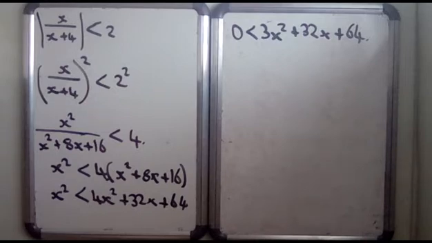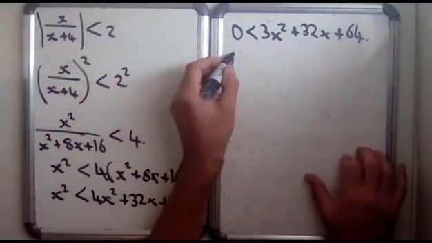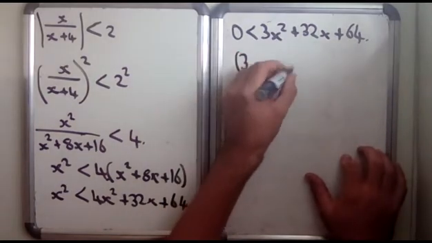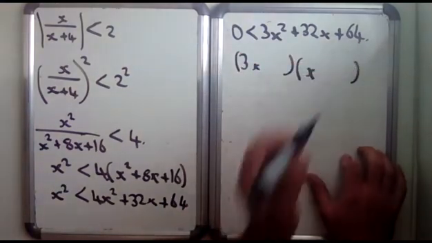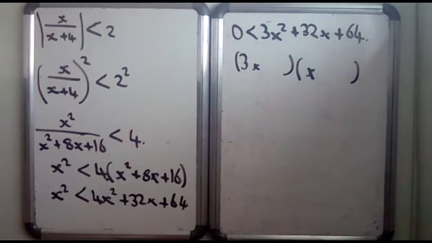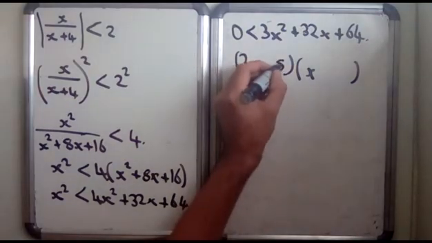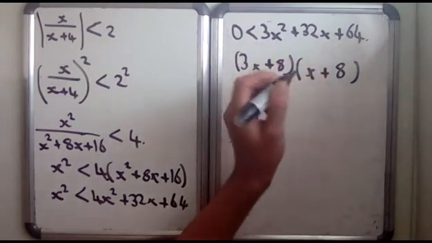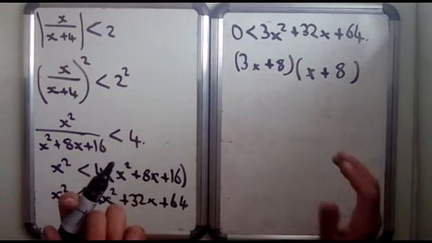Right, so then you want to try to factorize this. The 3 is a prime number, so 3x and x. Factors of 64: well, 8 eights are 64. Could that work? 3 eights are 24, 24 plus 8 is 32. I reckon that's going to work. So if they're both 8, with all positive signs, you've got your critical values.